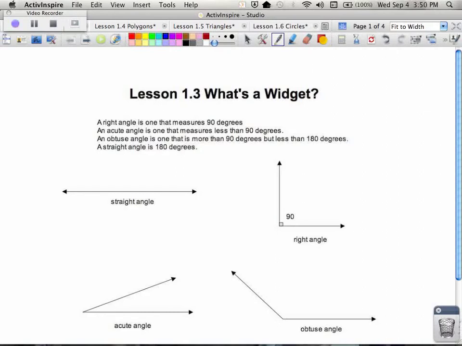This is lesson 1.3, what's a widget? So the first thing that we need to know is that a right angle is one that's measuring 90 degrees.